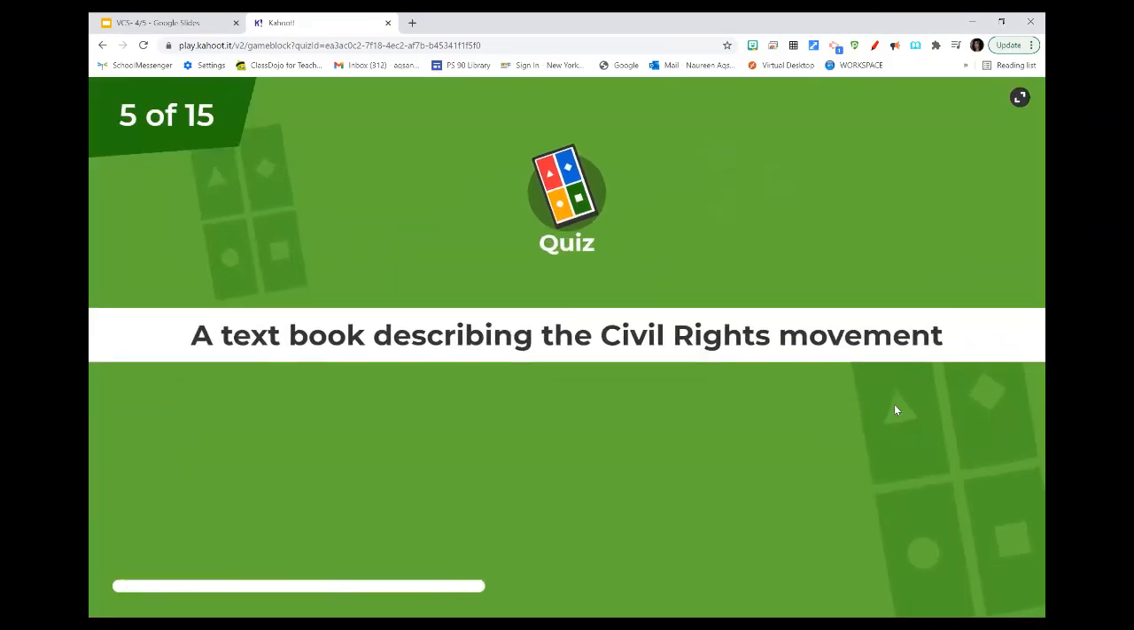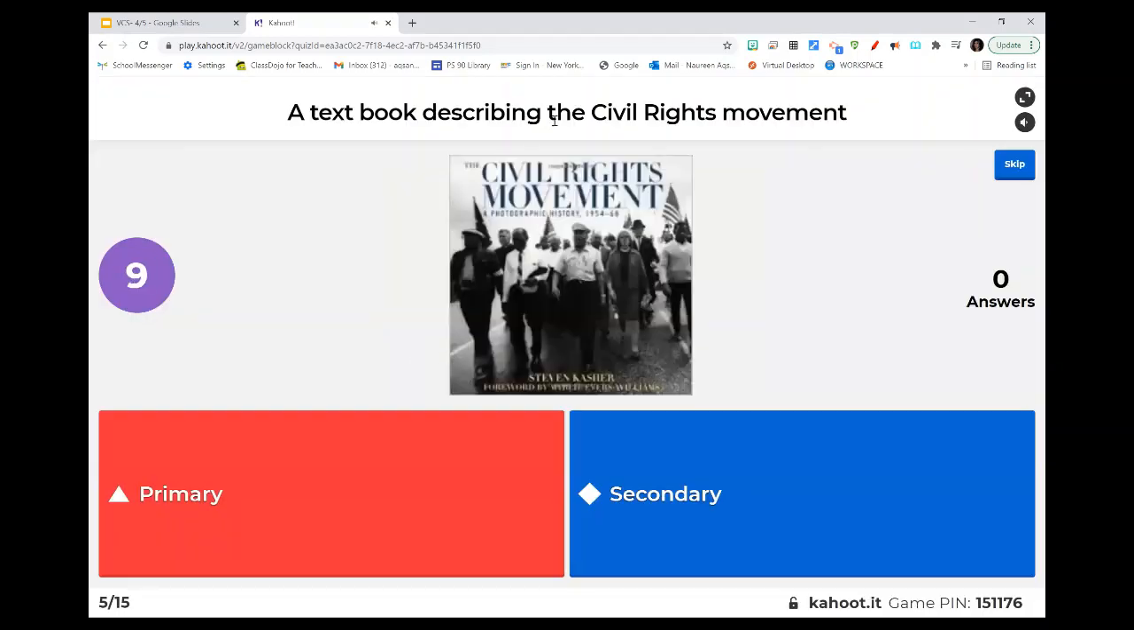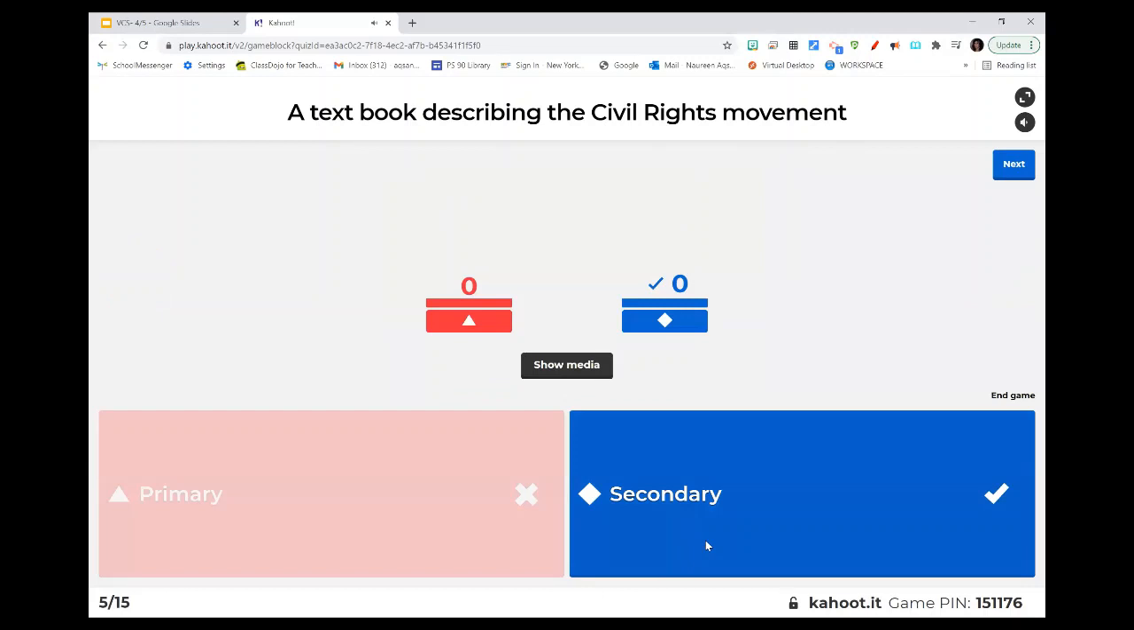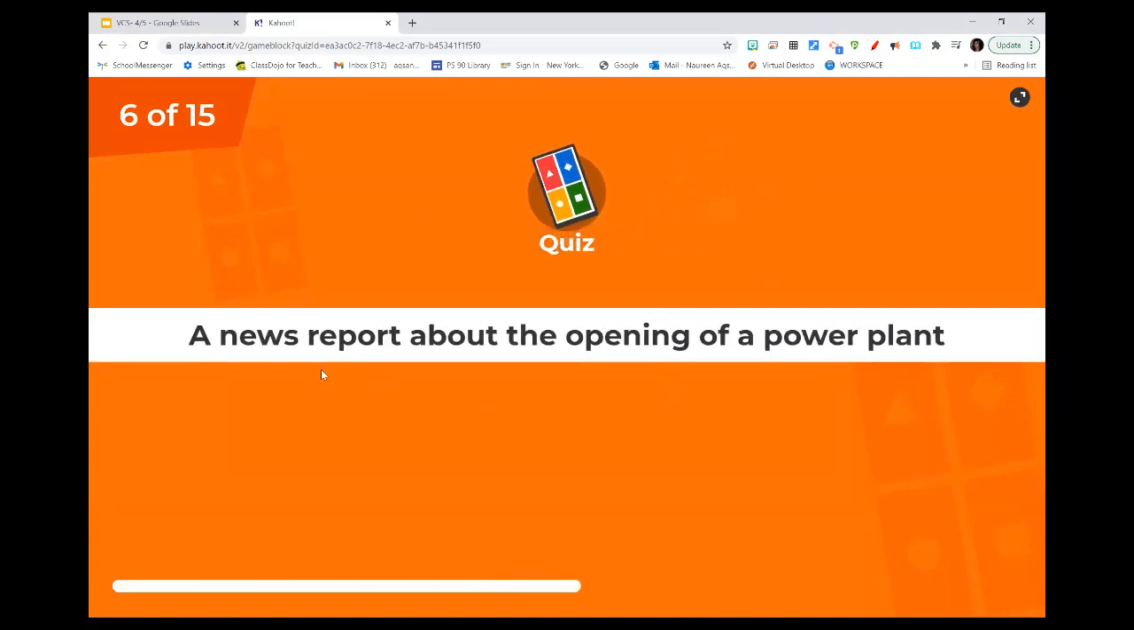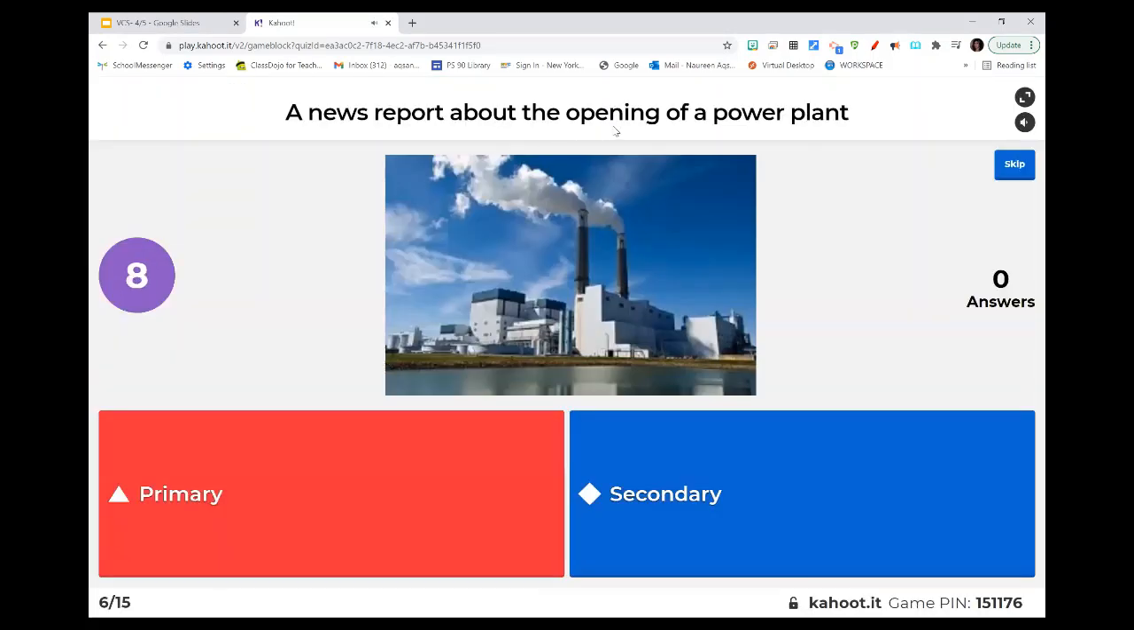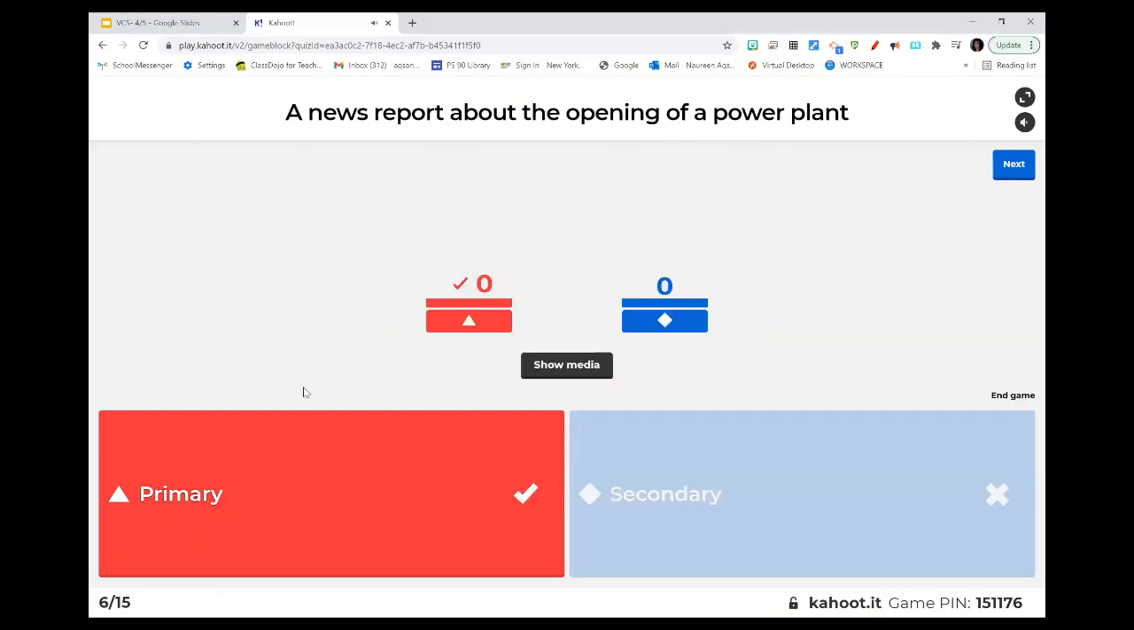Next question. A textbook describing the civil rights movement. I know textbooks are what types of sources? They are secondary sources. Awesome work. Next question. A news report about the opening of a power plant. Is that a primary or secondary? That is a primary source.